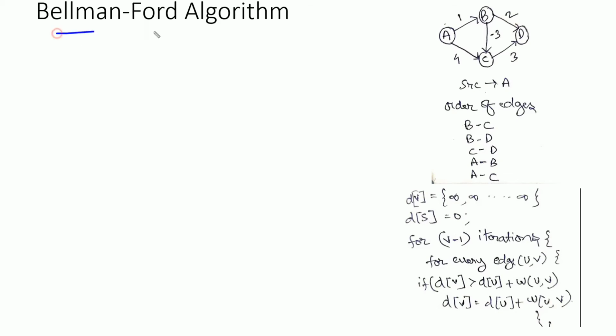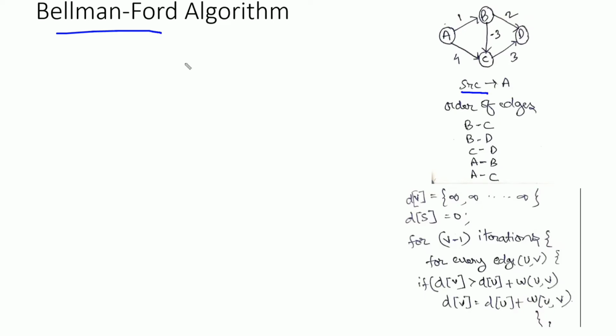I'll be explaining the Bellman Ford algorithm. This algorithm is a single source shortest path algorithm. There will be a source vertex, and from the source vertex we need to find the shortest path distance to all other vertices in the graph. In my previous video I explained the Dijkstra algorithm, which was also a single source shortest path algorithm.